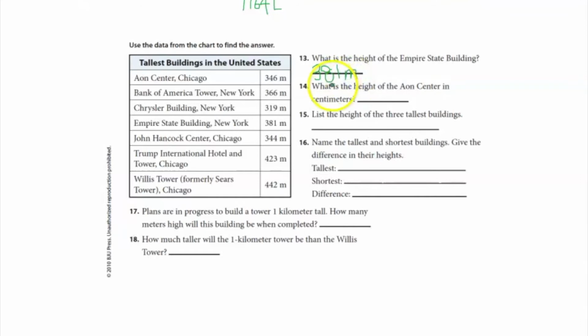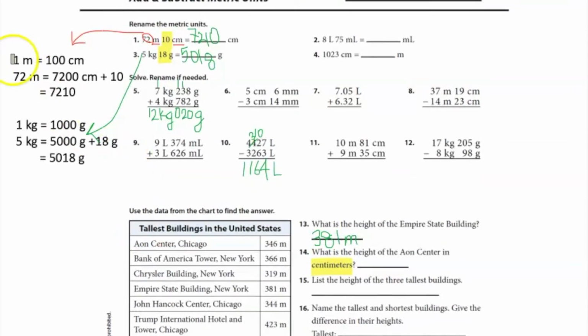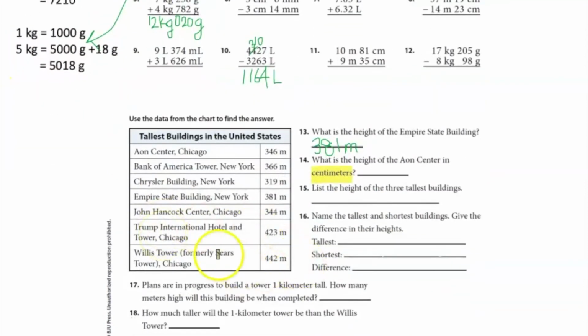All right. Number 14, what is the height of Aeon Center in centimeters? Ooh, it's asking us to write it in centimeter. It's not meter. However, we know that 1 meter is equal to 100 centimeter. So let's find Aeon Center first. Here it is. And it is 346 meter.